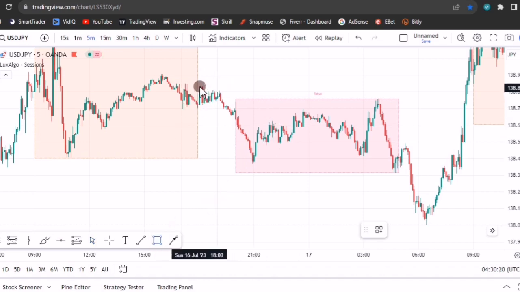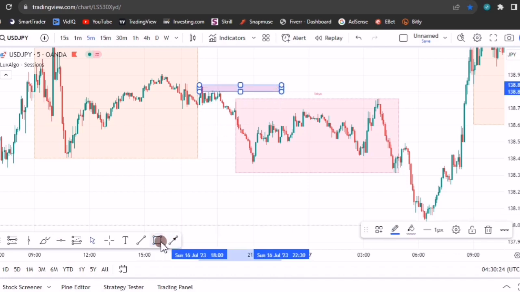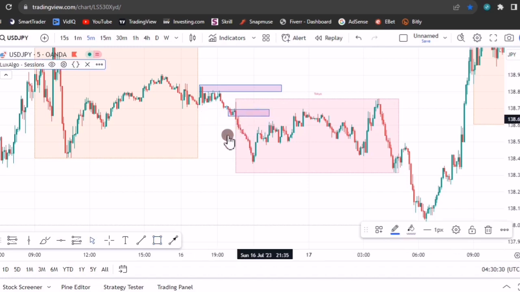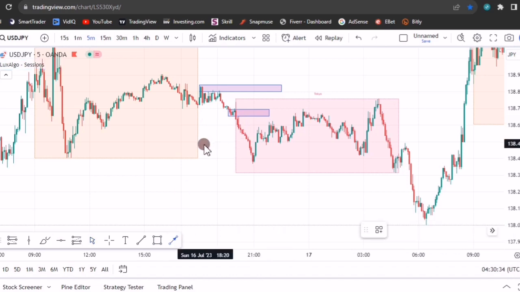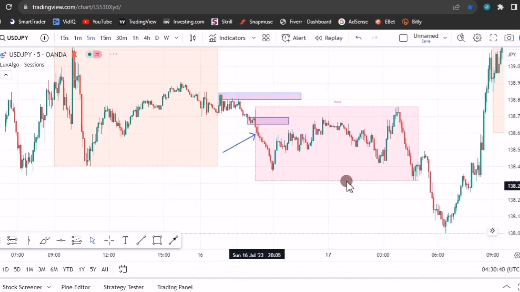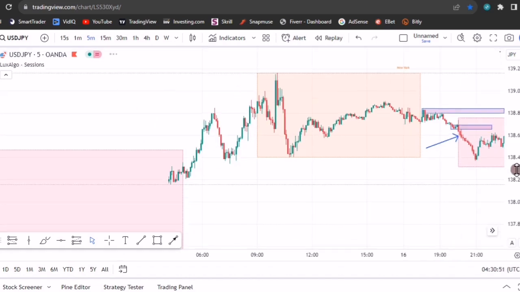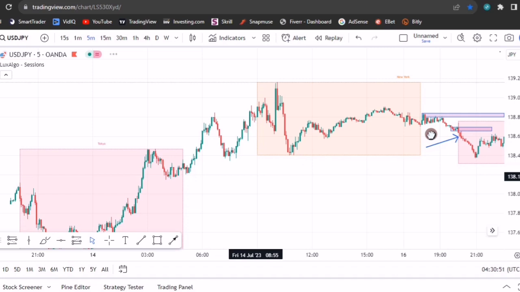So here is the region of focus. What do you do? You mark the highest point, and then you mark also which one was the lowest point. It was this one. Okay, so you could have taken your sell trade there. Okay, you could have taken your sell trade there. If you were going to hold till the London session, this was going to be a good trade. Okay, let's take maybe the last one.